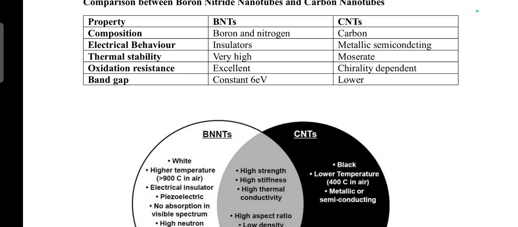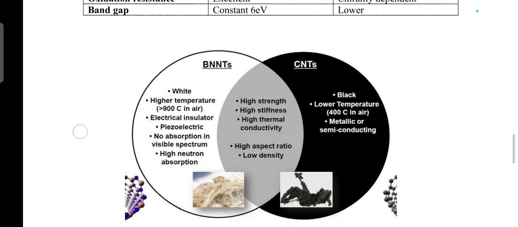Thermal stability of boron nitride nanotubes is very high as compared to carbon nanotubes. On the other hand, oxidation resistance of boron nitride nanotubes is excellent, whereas for carbon nanotubes it is chirality dependent. Band gap is constant at 6 electron volt, whereas in carbon nanotubes it is lower.